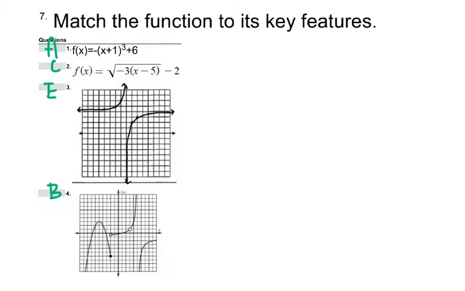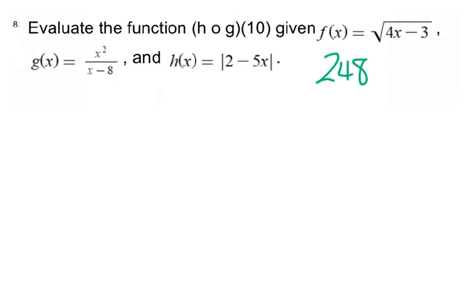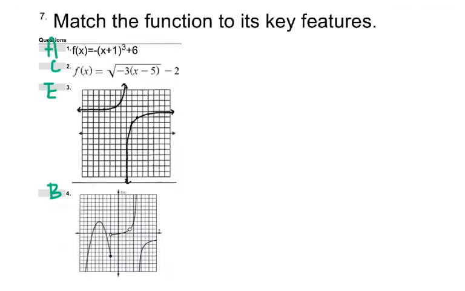Alright, so this one's pretty easy. All you had to do was match the function to its key features. So really, if you wanted to make it super easy, you would just look at the x-intercept, which was 0.820. That's how I knew that A was matched up with number 1. And number 2, you could look at, once again, just the x-intercept, and you could pick out the right answer. Number 3, the same way.